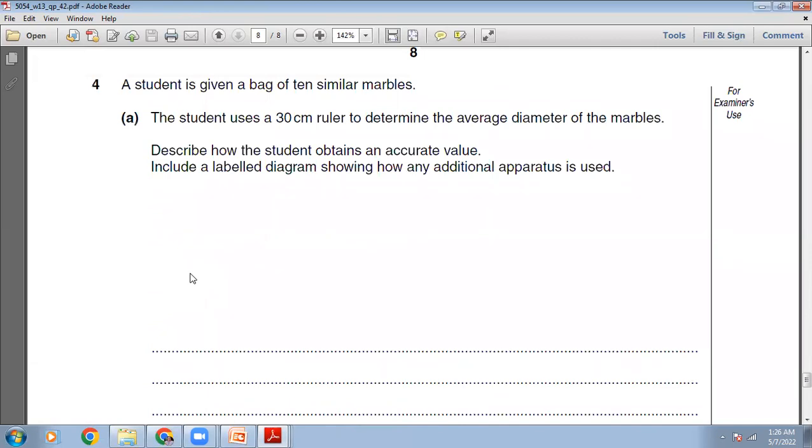He says, a student is given a bag of 10 similar marbles. The student uses a 30-centimeter ruler to determine the average diameter of a marble.